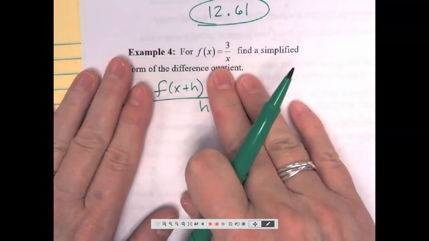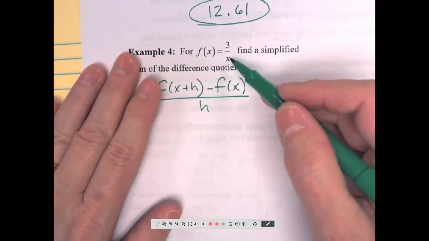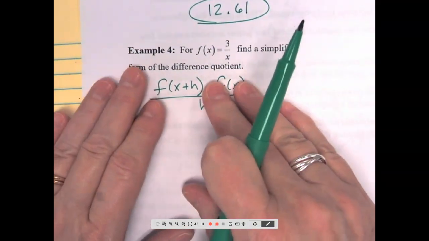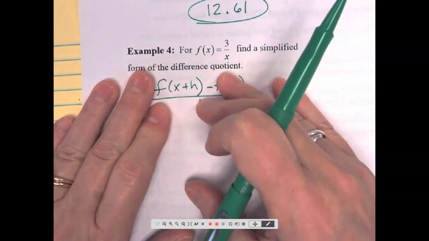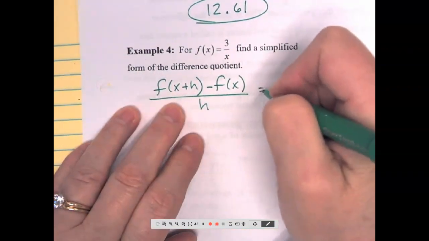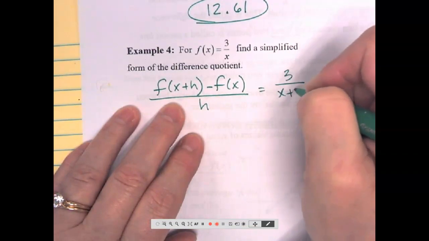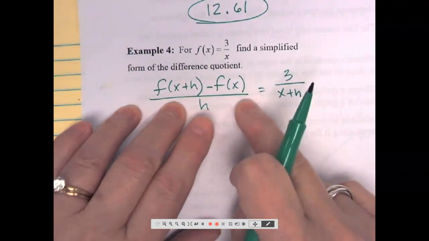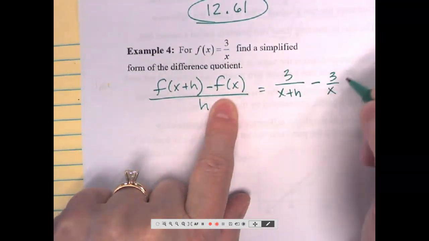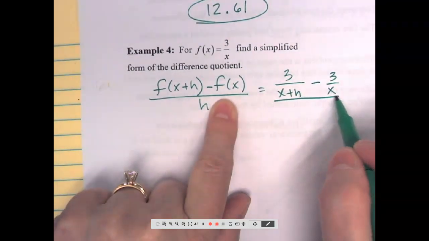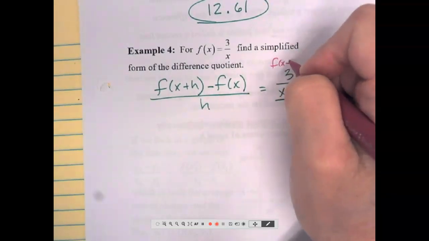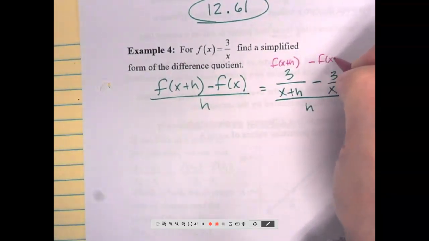Okay, so if I said find f of 4, you would plug in 4. If I said f of 0, you'd plug in 0, it would be undefined. If I said find f of x plus h, then I'm going to plug x plus h right there. So f of x plus h is 3 over x plus h. Subtract f of x, over h. Okay, so this right here is f of x plus h minus f of x.